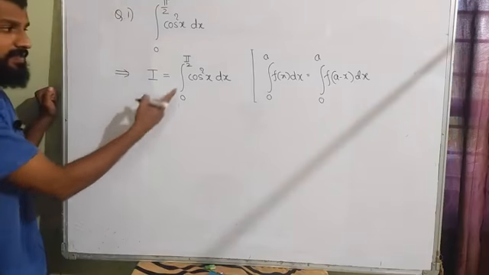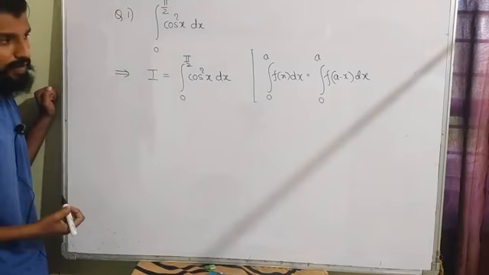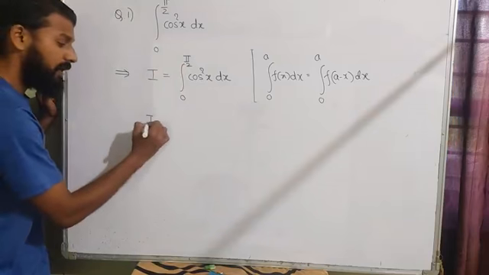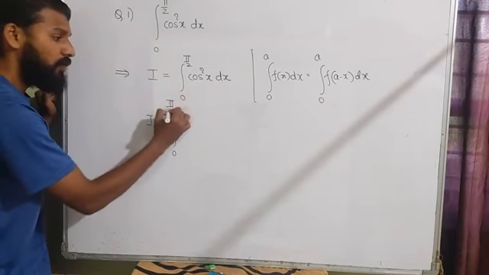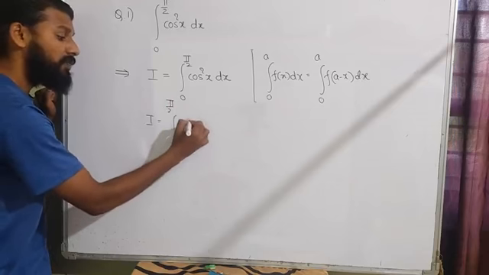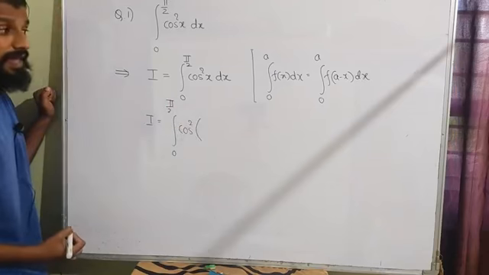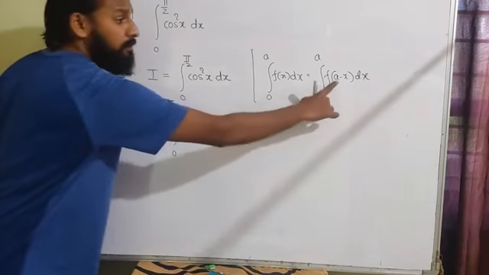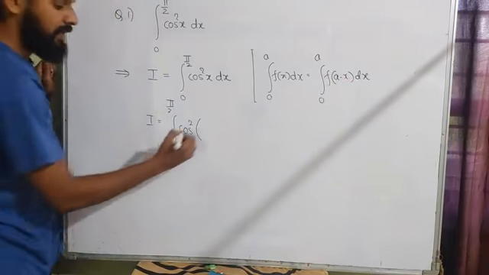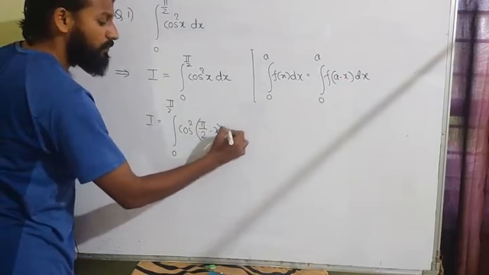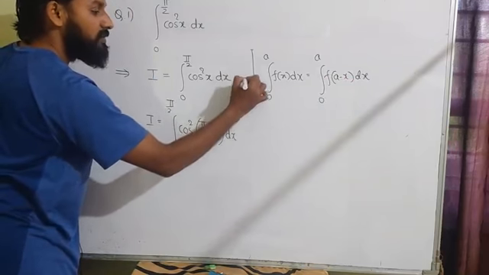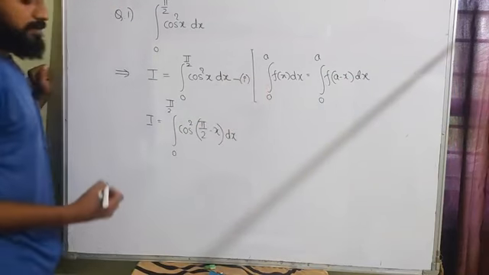Since in the place of a we have pi by 2, let me apply that property and write this as integral from 0 to pi by 2 of cos square as it is. We just need to change x with pi by 2 minus x, because in the place of a we have pi by 2. Let me call this equation 1 and proceed.